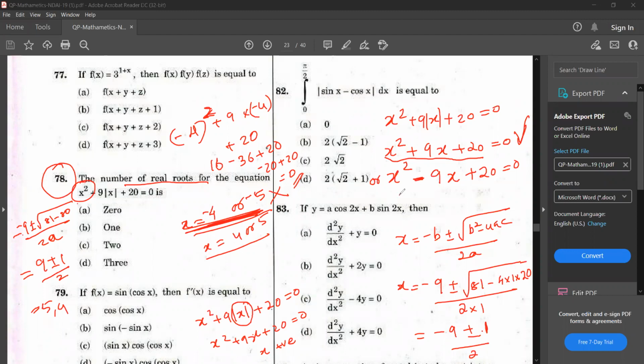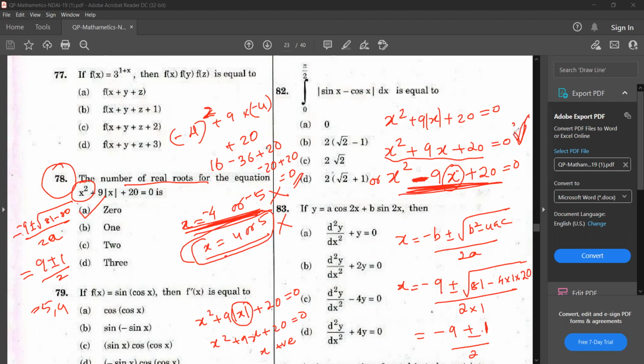Then what about when I'm taking the second case? In the second case, for this to be positive, x should be negative, since negative into negative gives positive. For this term to be positive, x should be negative. But in the second case, I am getting positive 4 or 5. So if I put positive 4 or positive 5, this negative remains. So that will not become plus 9x modulus x. So understood, these four values are impossible. That means no real roots. Zero real roots. Understood? So it is just simple.